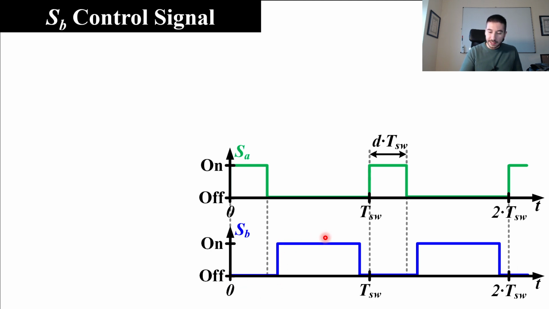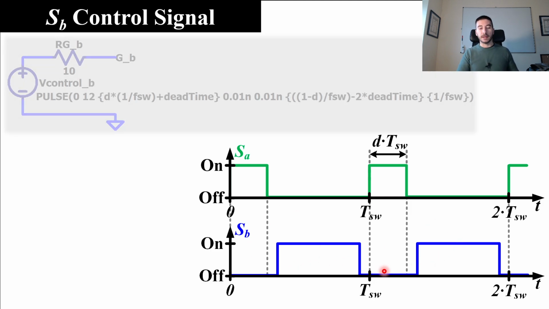We want to generate this blue waveform. As we explained in the previous video, when the control signal of the main MOSFET is on, the control signal of the second MOSFET must be off. Then we have a dead time interval in which both waveforms are off. Then we activate the second MOSFET, and then we have another dead time interval in which both waveforms are off. So how do we do this in LTspice?